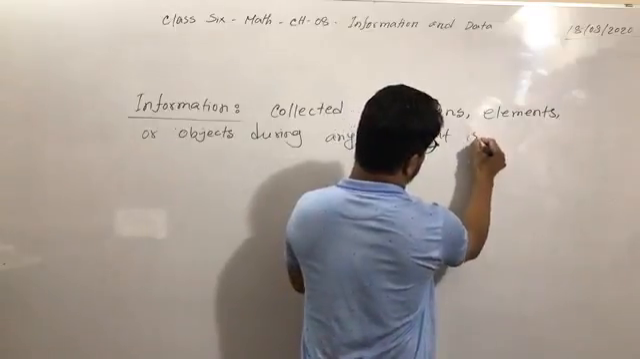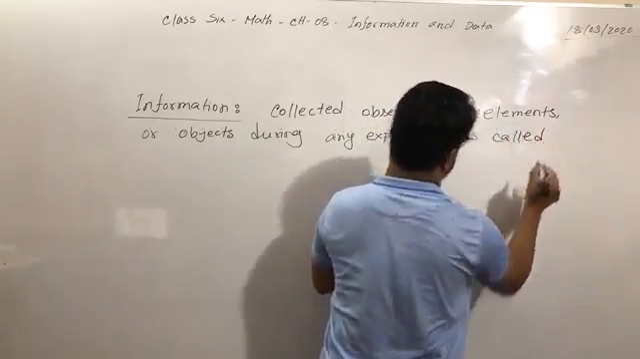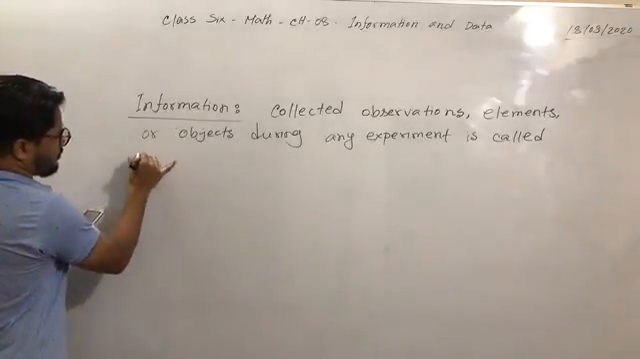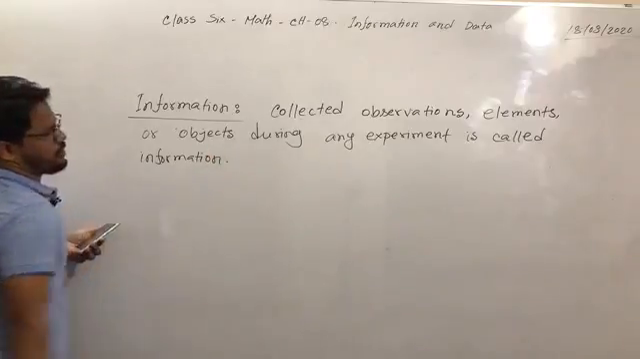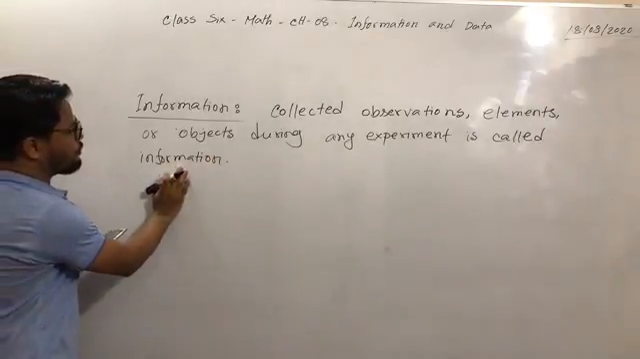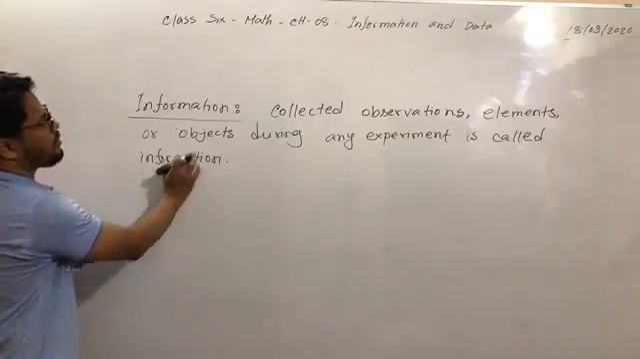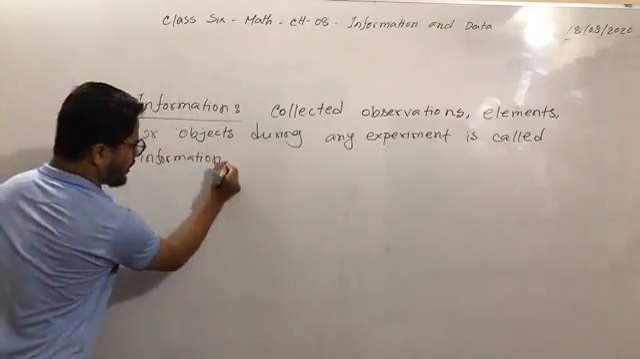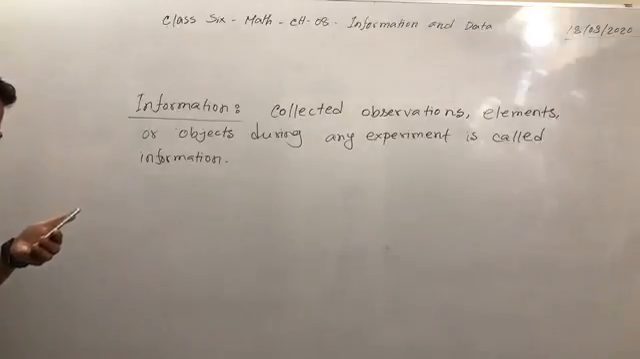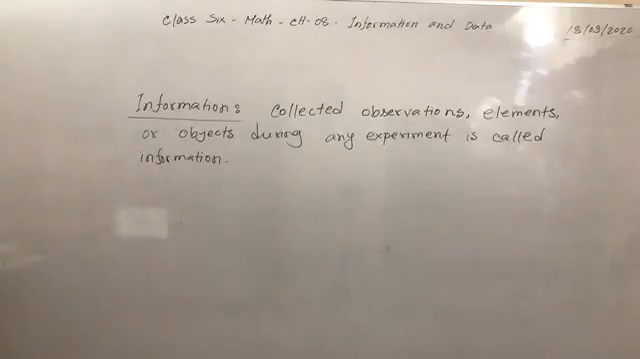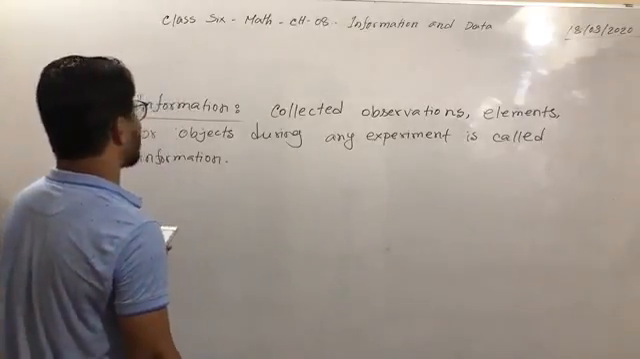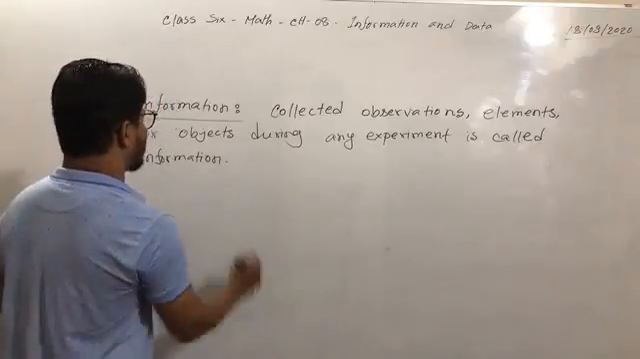Is called informations. So basically in terms of informations, this definition is dependent on data. Okay, then we will draw a figure here. Now if we set some examples, the collected observations, examples or objects during any experiment is called information.